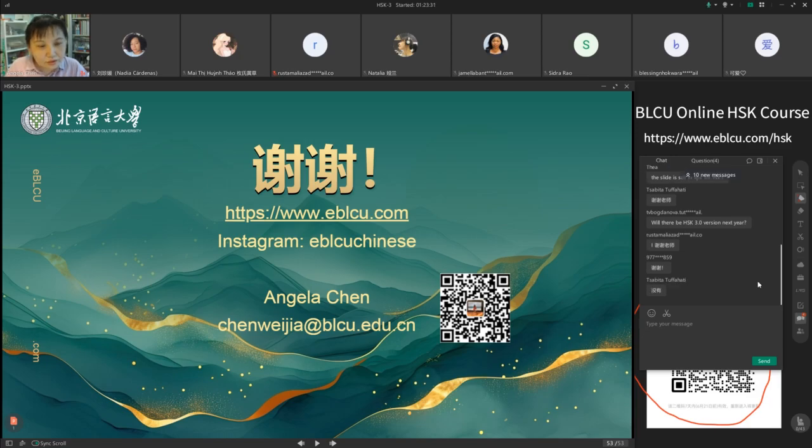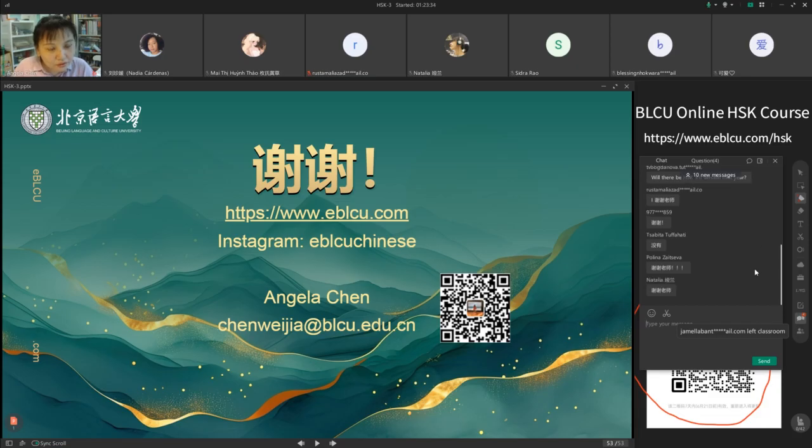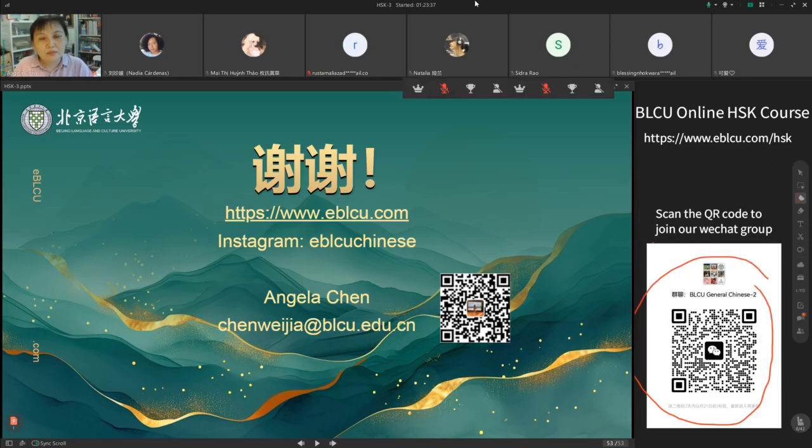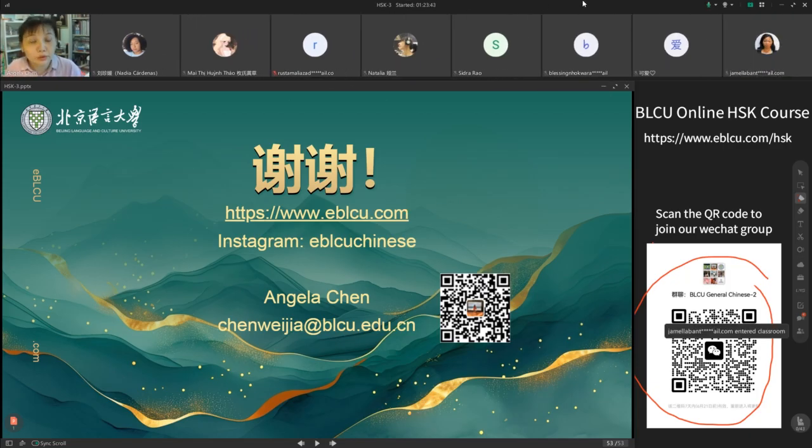Will there be an HSK 3.1 version next year? Right now, it's already the new version of HSK. The new version is just HSK 7 to 9 on top of HSK 1 to 6. So if you are planning for HSK 1 to 6, it's the same as before, just adding the oral speaking part. So you need to do the HSK and then the HSK speaking test together. But for the HSK test itself, from HSK 1 to 6, it's the same as before.